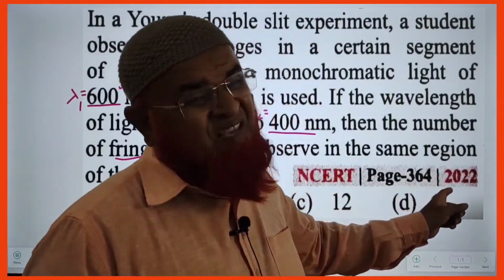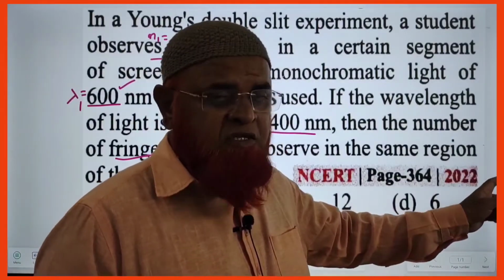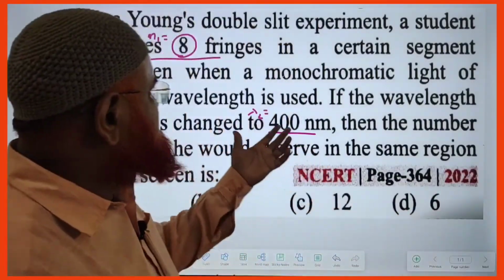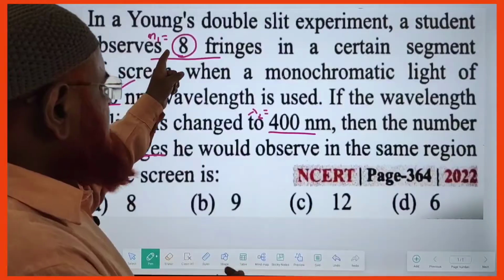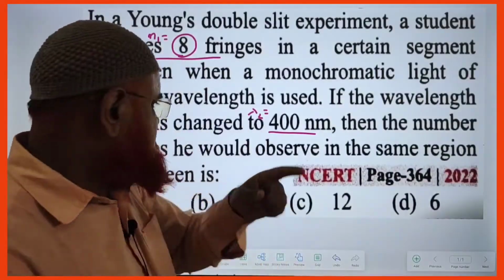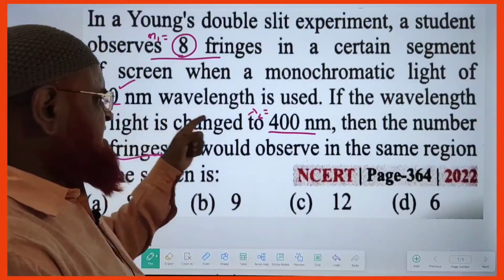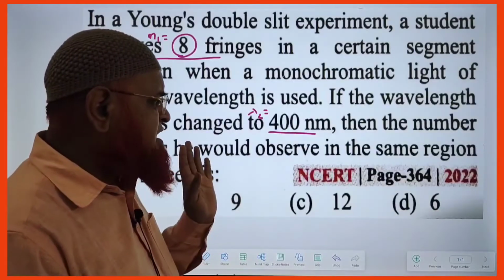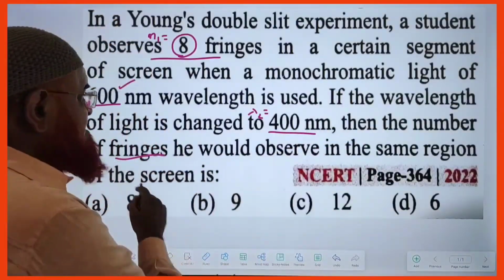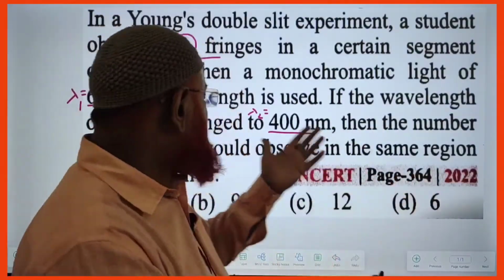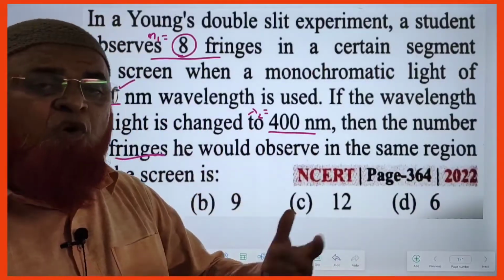It's a previous year question asked in NEET 2022. What are the things given in this Young's double slit experiment? Number of fringes is given as 8. Wavelength is given as 600 and the second wavelength is given as 400. He is asking us to find the number of fringes when the wavelength changes from 600 nanometers to 400 nanometers.